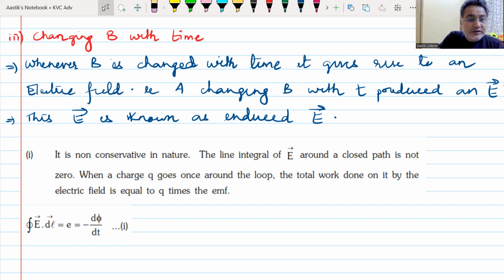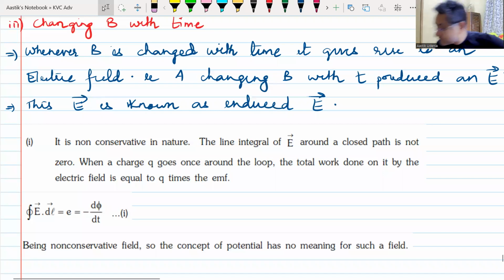Being a non-conservative field, there is no meaning of potential in this field. You cannot define potential for this field because if you move in different paths, the change in potential will be different. Do we understand this? Yes, sir. Since the space is gone, I will stop here. You can note this down, then we will move further.